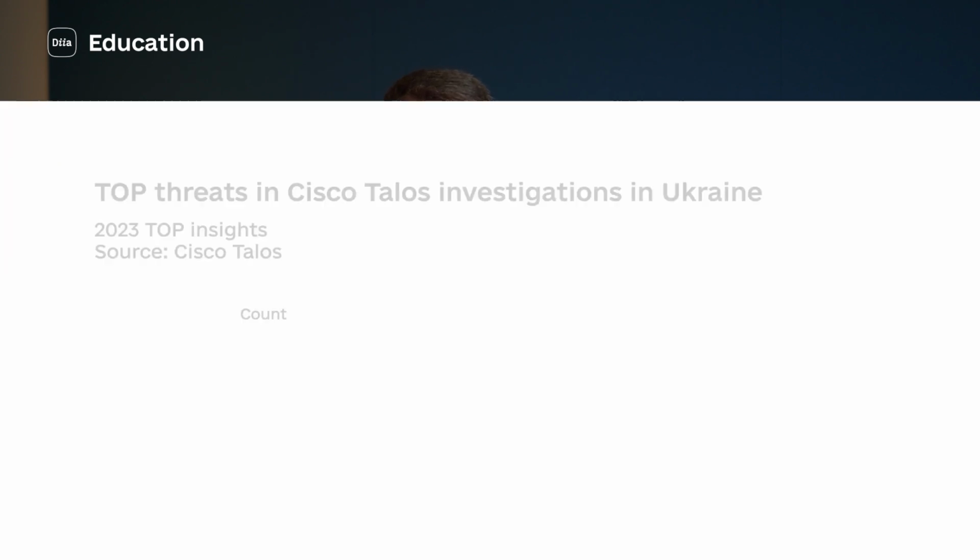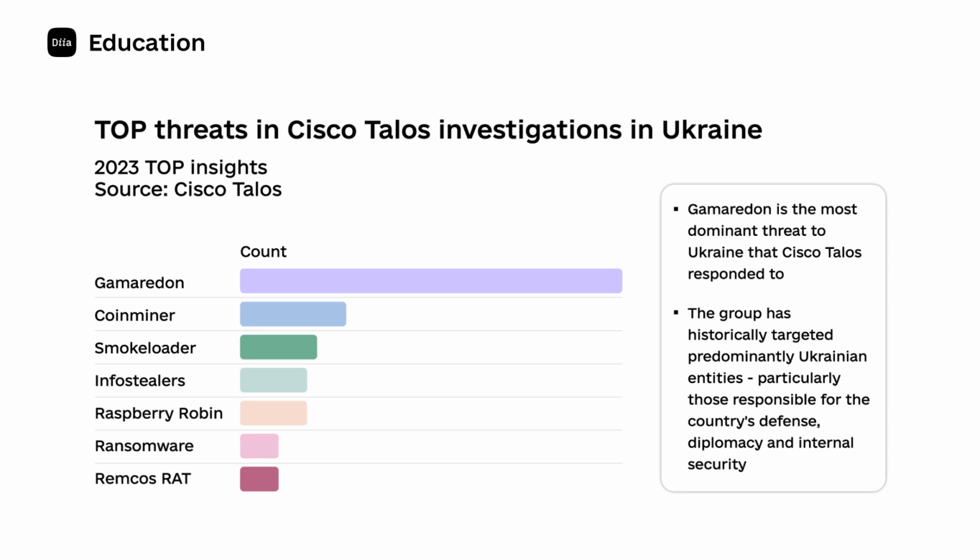Studies show a significant increase in suspicious traffic during major geopolitical events. State-sponsored hackers and politically motivated cyber campaigns use malware as a tool of espionage, sabotage, and influence. The biggest threat to which Ukraine's cyber defenders responded in 2023 was attacks by the Russian Gamaredon group. They were aimed mainly at Ukraine defense entities, diplomacy, and internal security. Gamaredon and the parts of their attack chain are constantly appearing in the main threat alerts sent to our Ukrainian partners.